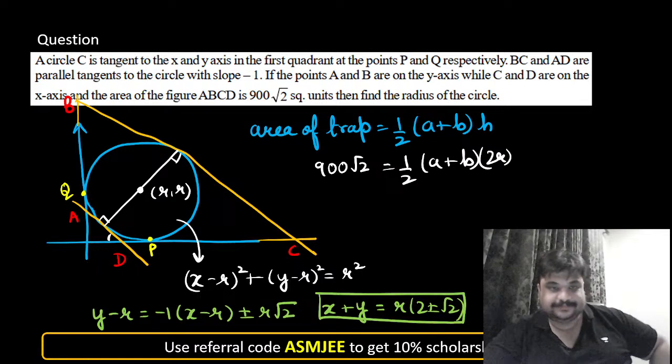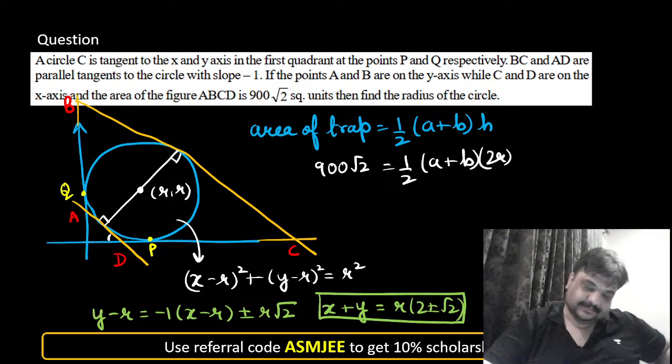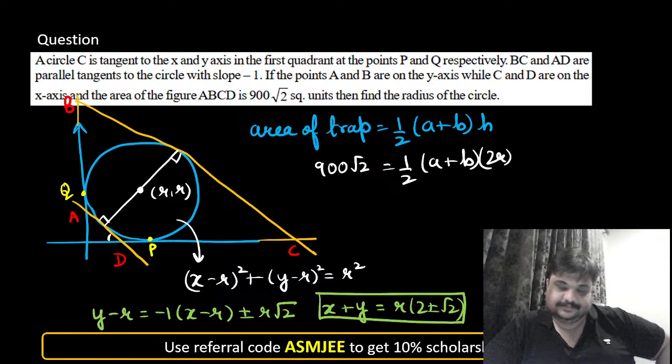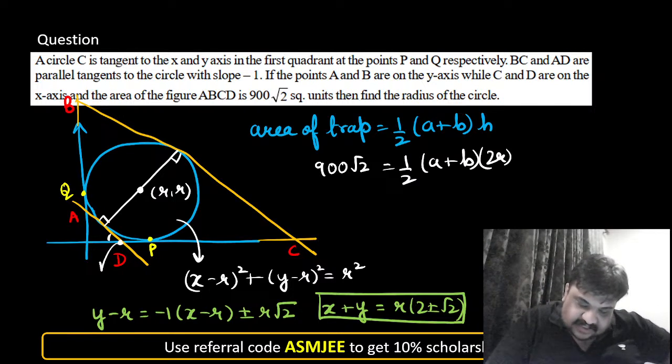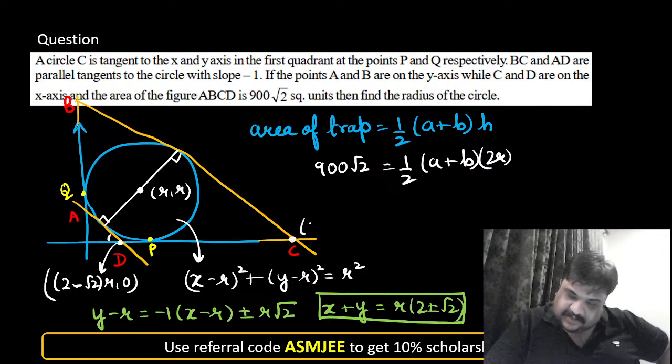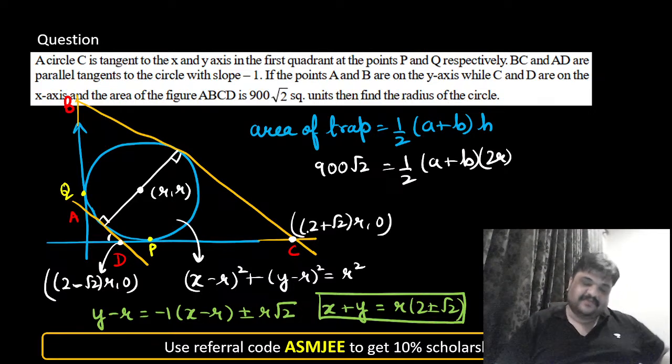Now what to do? Now we have to find these two lengths. Okay. Actually, this point we can very easily find out. Put y as 0, x is 2 minus root 2 into r comma 0. And this point will be 2 plus root 2 into r comma 0. With this only we can find the area of the trapezium. We don't even need other things.